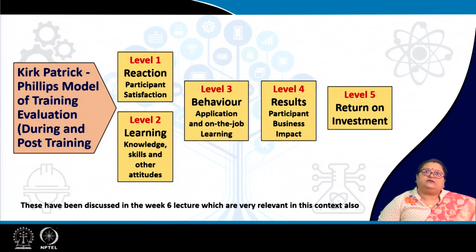The Kirkpatrick and the Phillips model of training evaluation, which is during and post training, has level 1 reaction, which is the participant satisfaction. Level 2 is learning: knowledge, skills and attitudes. Level 3 is behavior, which is application on the job. Level 4 is results, which is participants and business impact. And level 5 is return on investment. This has been discussed in the week 6 lecture, but these are very relevant in this context also.